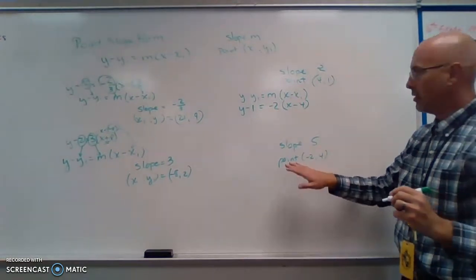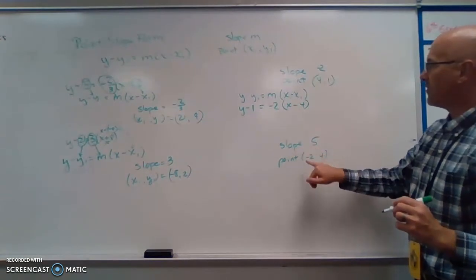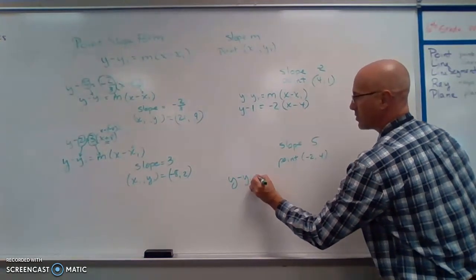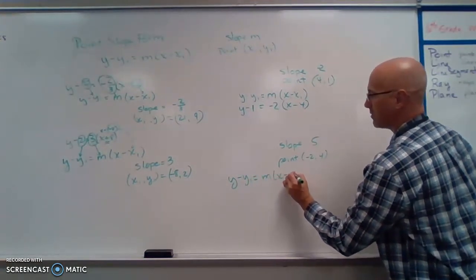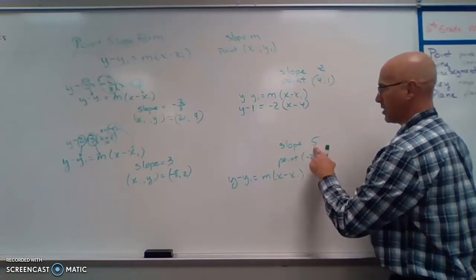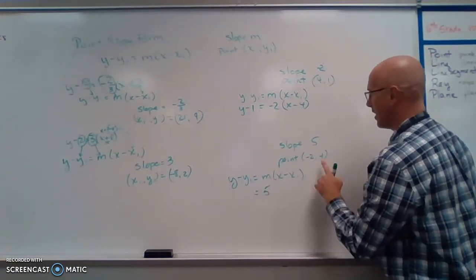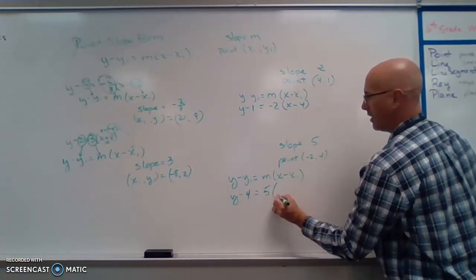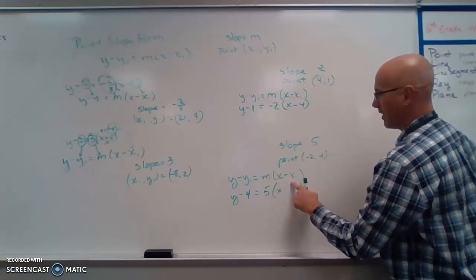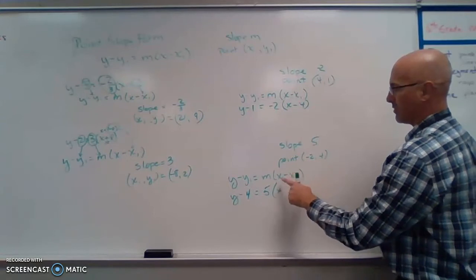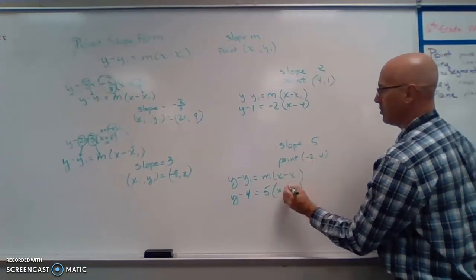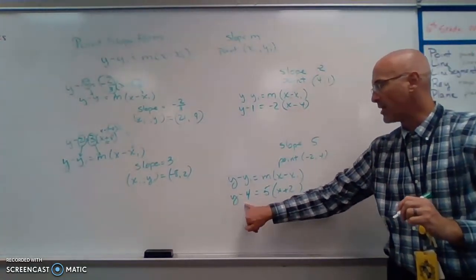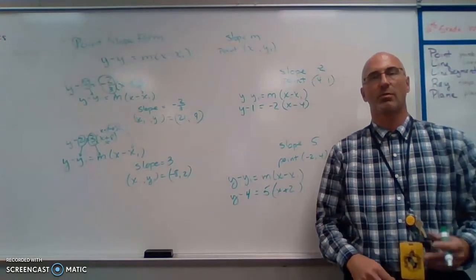Let's look at one more problem. Slope is 5, our point is negative 2, 4. So let's start with our general form, y minus y1 equals m times x minus x1. The slope is 5, that's nice and easy. Y minus our given y value, 4. Now we have x minus our given x value. But our x value is negative, so if we're doing x minus negative 2, this ends up x plus 2. So our point-slope form is y minus 4 equals 5 times x plus 2.